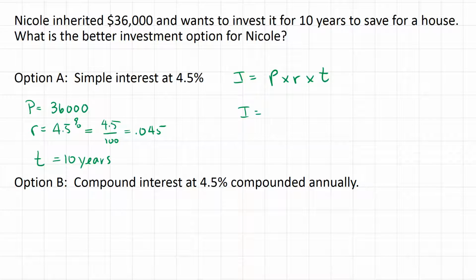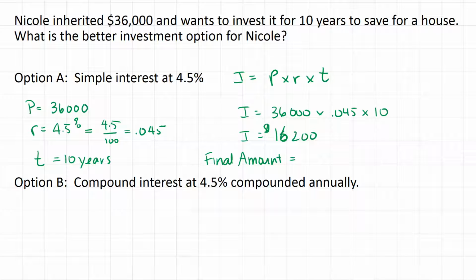So we're going to put that into our formula. $36,000 times 0.045 times 10. Simple calculator work will show us that that's $16,200. So that's just the interest that she's made. That means at the end of the game, the final amount she has in her bank account is the $36,000 she put in originally, plus the simple interest, which equals $52,000. So that's how much she has when she's ready to buy her house.